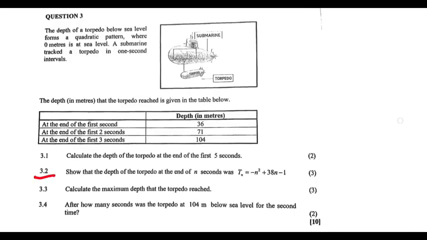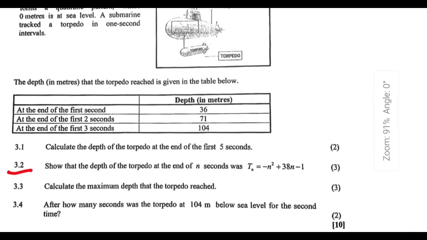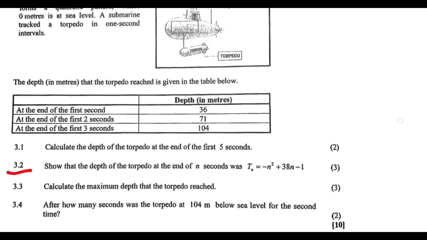So this is 3.2. This question says, show that the depth of the torpedo at the end of n seconds was Tn is equal to negative n square plus 38n minus 1. So we need to prove this one.